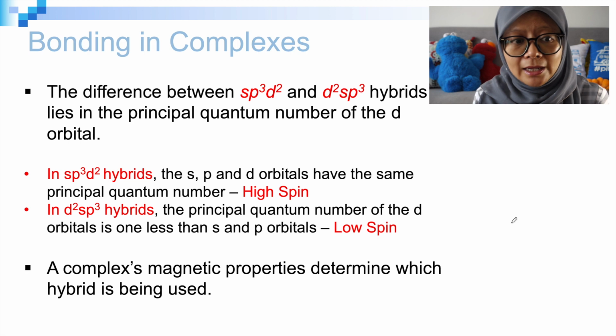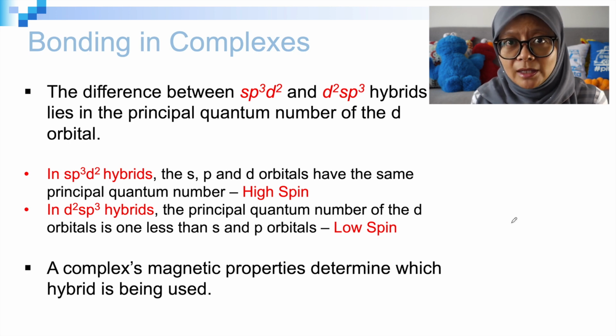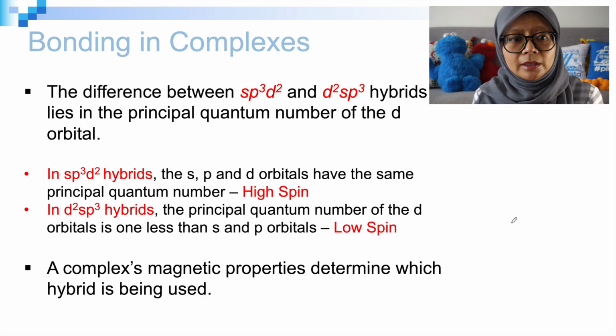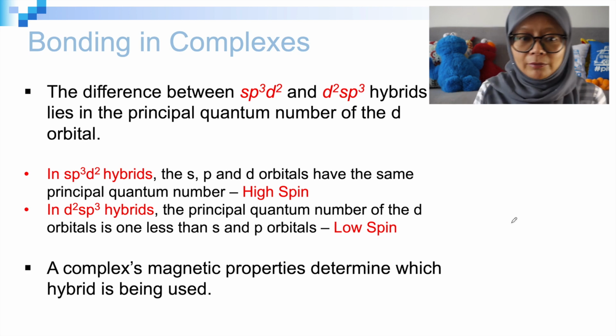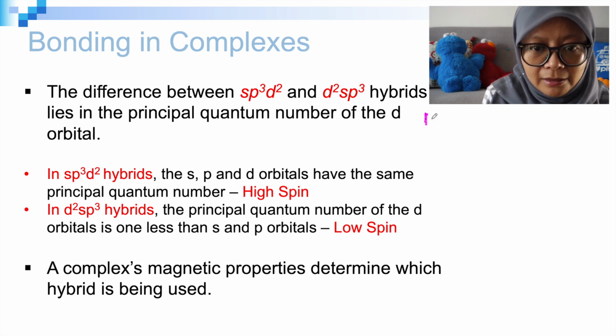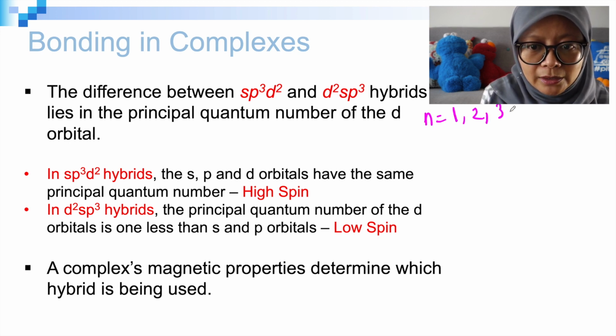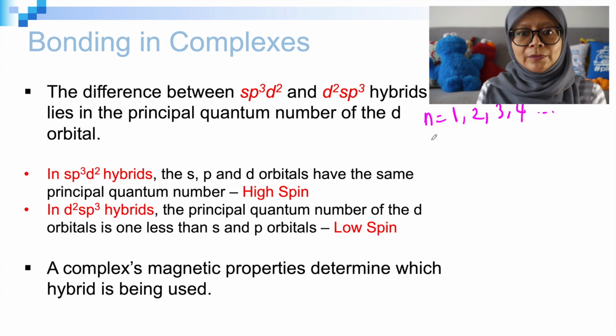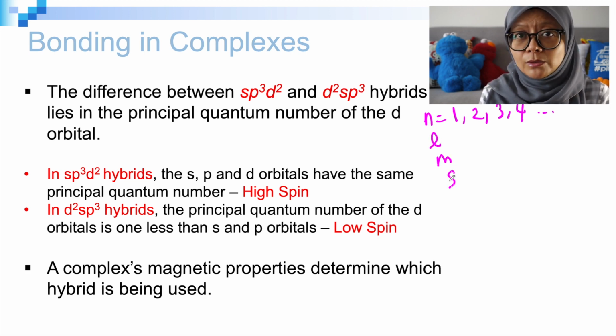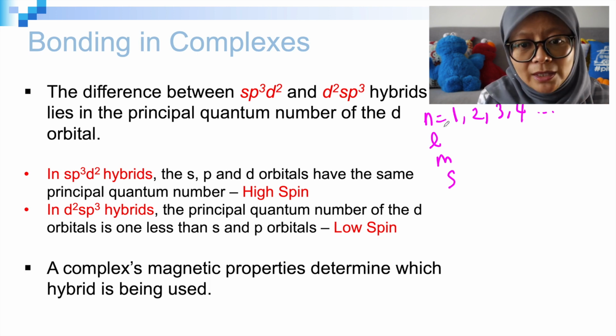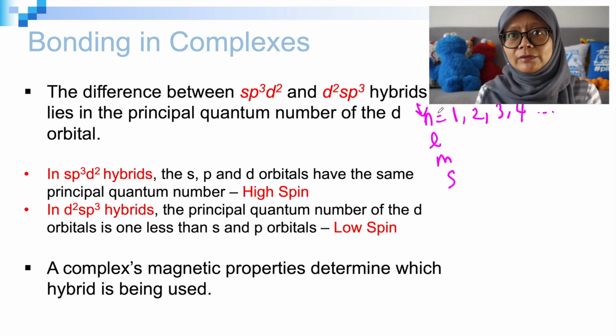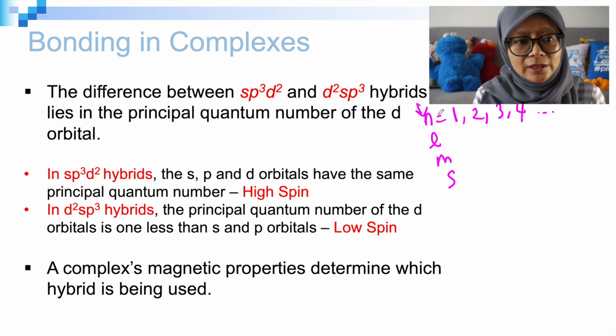Okay, actually it lies in the principal quantum number of the d orbital. What do you remember about the principal quantum number? This is where you have the number of orbitals. Do you still remember the principal quantum number, where we have n equals 1, 2, 3, 4. This is the number of orbitals. We have l, m and also s. Do you still remember about this? Four quantum numbers. In this one, we focus on the principal quantum number, the number of orbitals of the electron or the location of the electron itself.